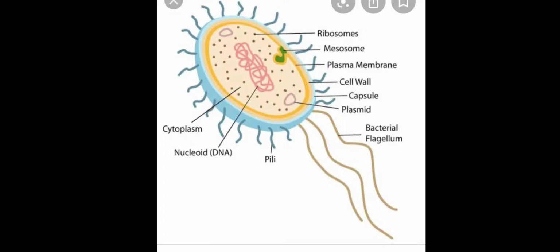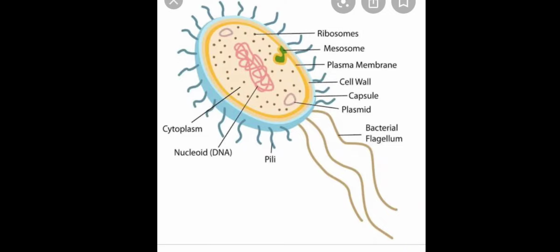Besides that, you can see the cell wall, which is providing the shape and rigidity. Then the next part is the cell membrane. This membrane is semi-permeable in nature, and it allows the movement of material from inside to outside and outside to inside. So these are the three main layers that the bacterial cell envelope is formed of, that is capsule, cell wall, and plasma membrane.